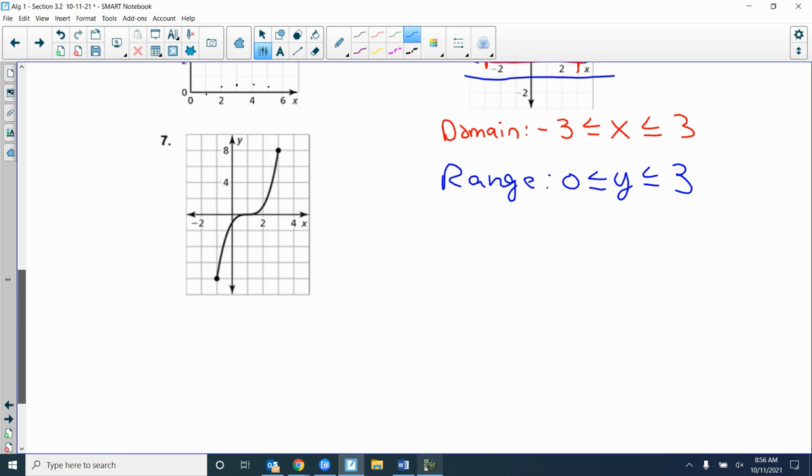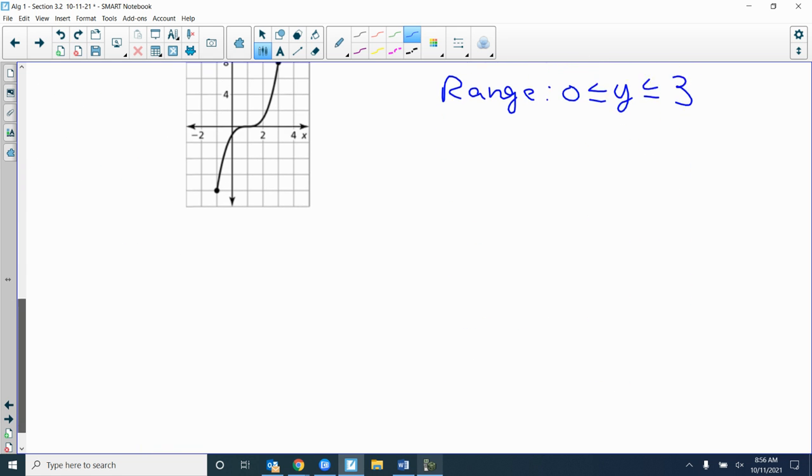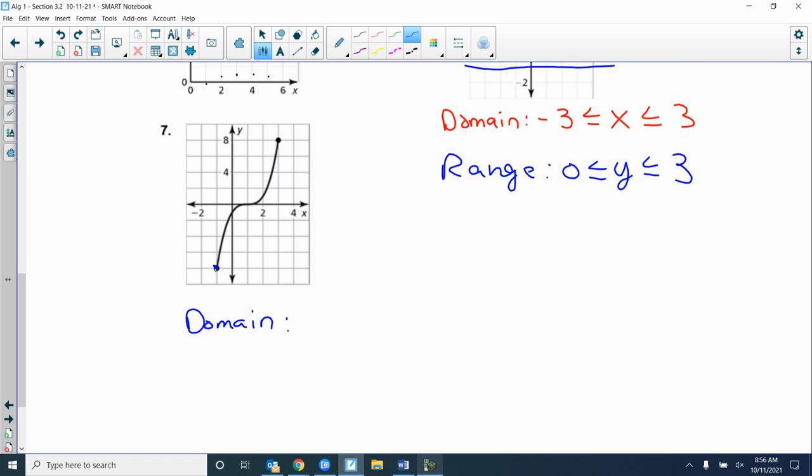Okay? Let me just go through 7 real quick. So domain: find your x values. The furthest point on the left is this point here. If I look up here, that's at -1. The furthest point on the right is right here, and it hits everywhere in between. So it's -1 is less than or equal to x is less than or equal to 3.